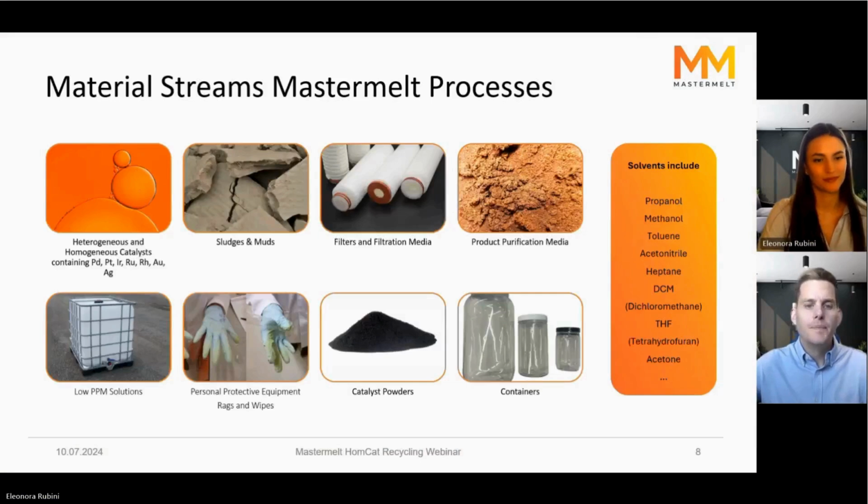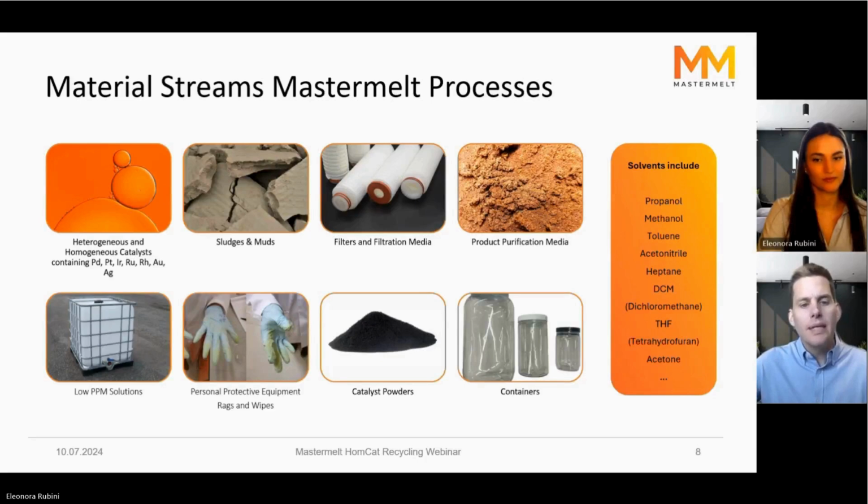Thanks, Eleonora. So the first thing to note is precious metal catalysts can come in varying forms. Typically, this is a heterogeneous catalyst, a palladium on carbon, a platinum on carbon, or what we see more and more in the market now is the use of homogeneous catalysts. And this can contain a wide variety of PGMs, typically palladium, platinum, and ruthenium.